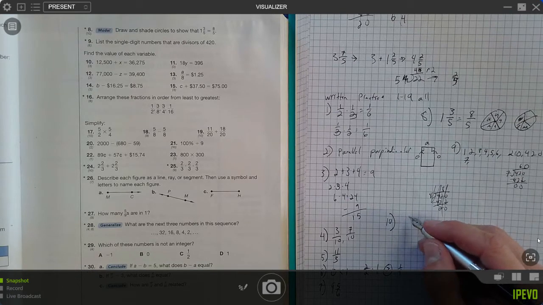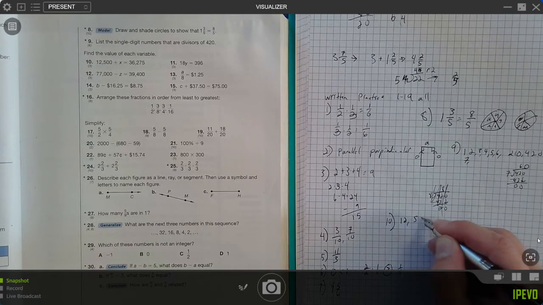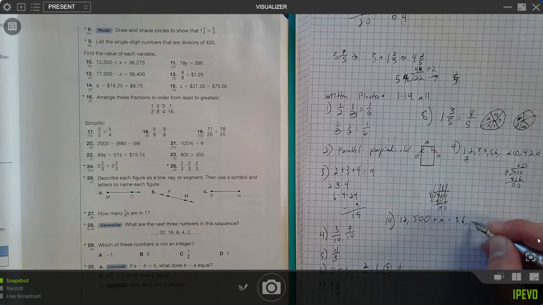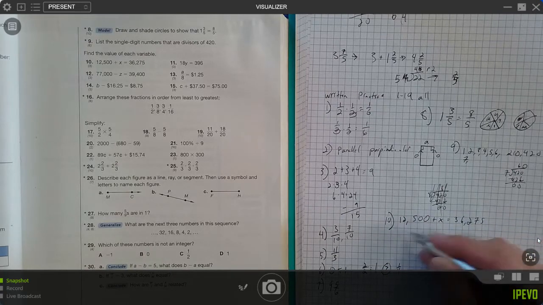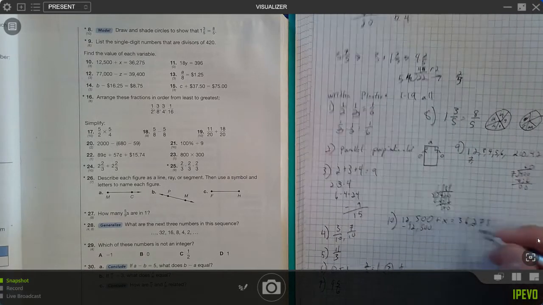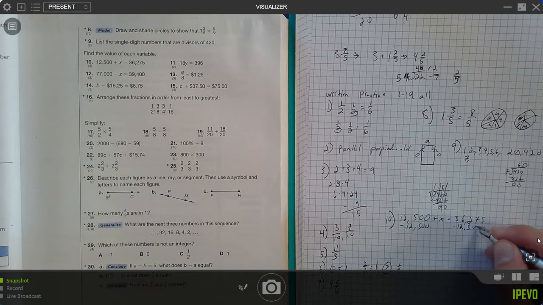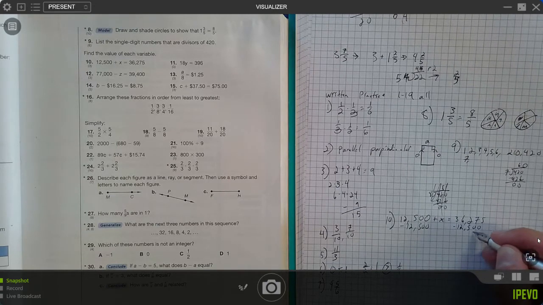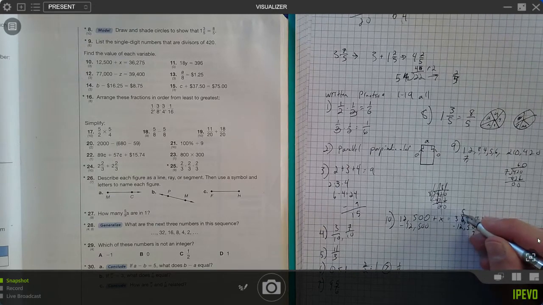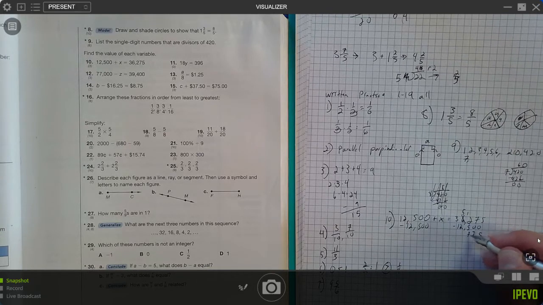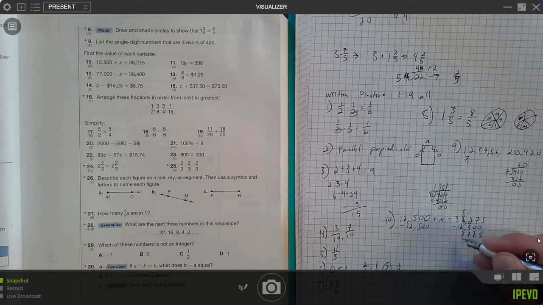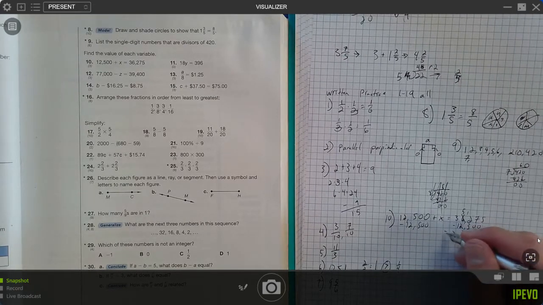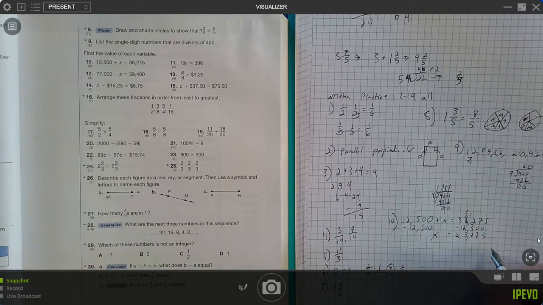Find the value of each variable. So that's 12,500 plus x equals 36,275. Well, we're just going to do the inverse. Okay, 5 minus 0 is 5. 7 minus 0 is 7. 2 minus 5 doesn't work. 12 minus 5 is 7. 5 minus 2 is 3. 3 minus 1 is 2. So x equals 23,775.